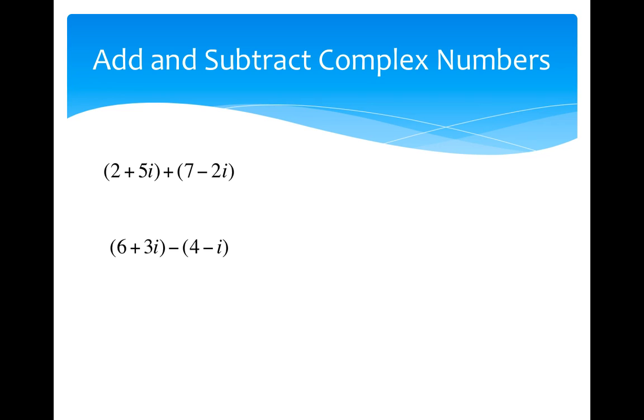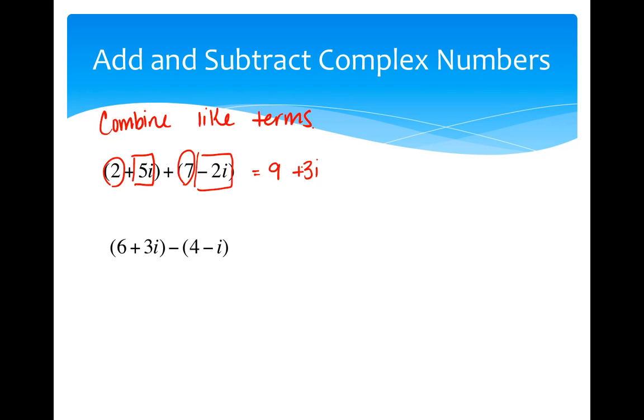We can also perform operations with complex numbers. So we can add them, subtract them, and then we can see multiplying and dividing in just a minute. If you are adding and subtracting complex numbers, you are really just combining like terms. So treat the i like it's a variable. So in this first example here, my 2 and my 7, I can combine to get 9. And then my 5i, I can combine with my -2i to get 3i. And that's it. That's my answer, 9 plus 3i.